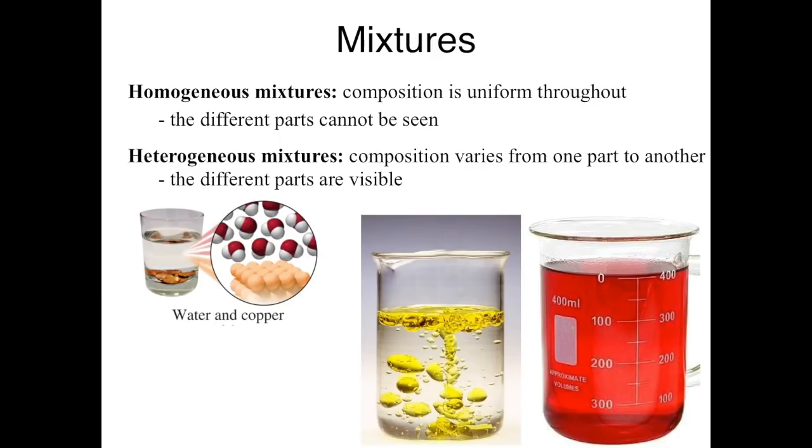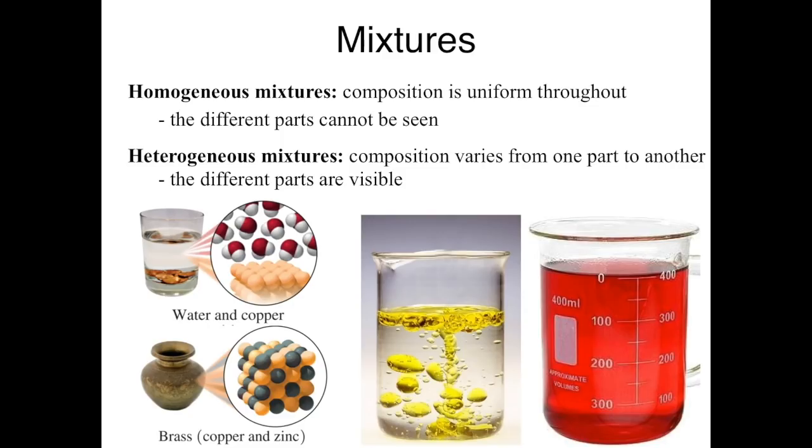So here's another example looking at it from a molecular view. If we take copper pennies and drop them in water, we can classify that as a mixture of water and copper. Now this is an example of a heterogeneous mixture because you can see clearly where the water is, and you can see clearly where the copper is.